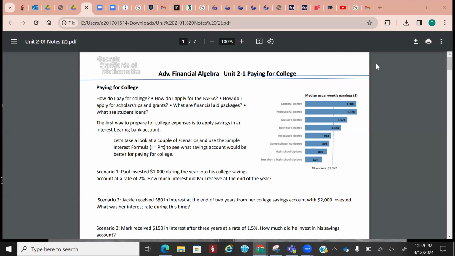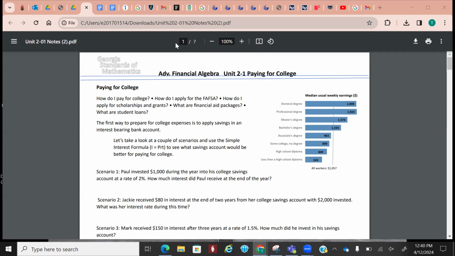So the first way to prepare for college expenses is to apply savings into an interest-bearing bank account. So let's take a look at a couple of scenarios and use the simple interest formula I equals PRT to see what savings account would be better for paying for college. So Paul invested $1,000 during the year into his college savings account at a rate of 2%. How much interest did Paul receive at the end of the year?